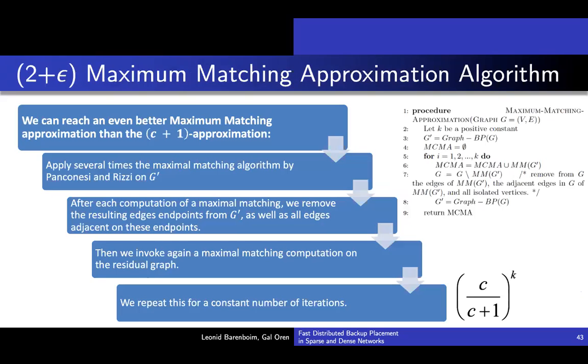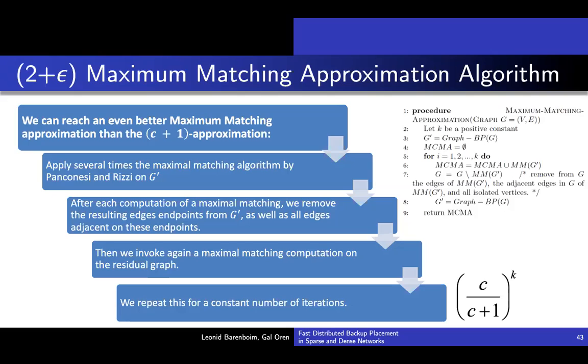In order to reach an even better maximum matching approximation than the C plus 1 approximation, we apply the maximal matching algorithm by Censor-Hillel several times on G', which was obtained by the O(1) backup placement in graphs with bounded neighborhood independence C. In order to preserve a proper matching of G, in each step after each computation of a maximal matching, we remove the resulting edges' endpoints from G', as well as all edges adjacent to these endpoints. Then we invoke again a maximal matching computation on the residual graph. We repeat these actions for a constant number of iterations.